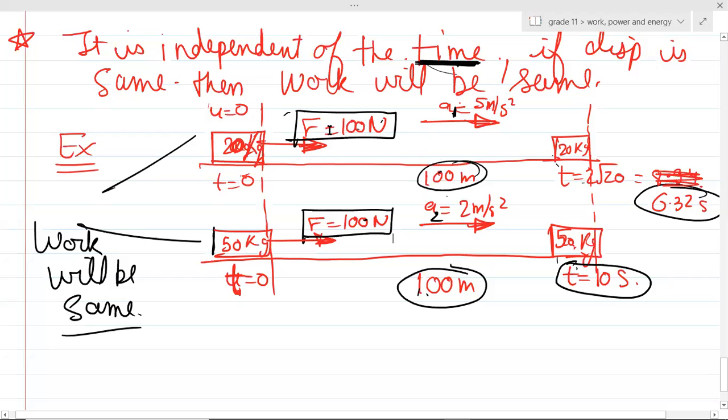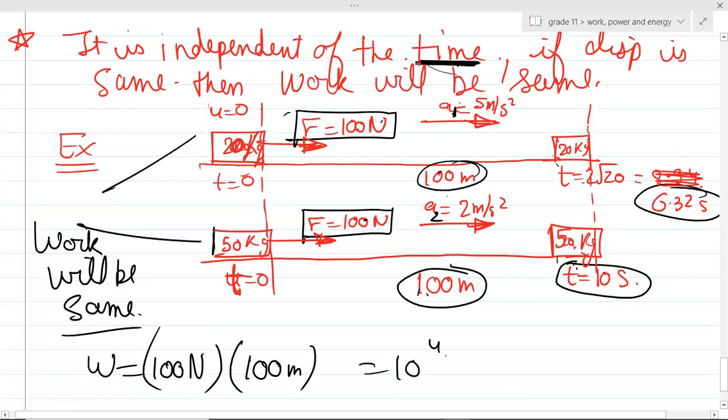So can you see over here, the force acting on both the objects was the same. The displacement of both the objects is the same. Even though the time was different, still the work done by these two forces will be the same. So work done is independent of the time, if the displacement is the same. The work done in both the cases will be equal to 100 Newton multiplied by 100 meter, which is basically 10 to the power 4 joule, in both the cases. This is the work done in both the cases.